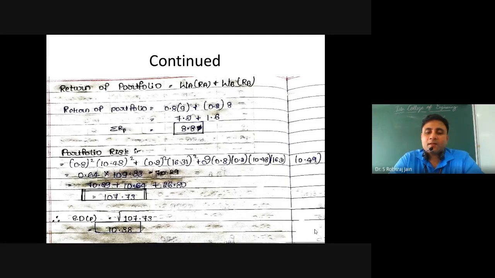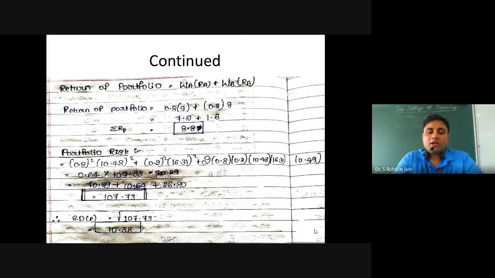107.73 is the variance of the portfolio. Then what is standard deviation? Standard deviation is equal to the square root of variance. So the standard deviation of the portfolio is equal to the square root of 107.73, which is equal to 10.37 or 10.38.